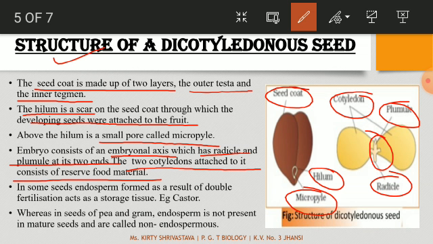In some seeds, endosperm is formed as a result of double fertilization and acts as a storage tissue, for example, in castor. Whereas in seeds of pea and gram, endosperm is absent and the mature seeds are called non-endospermous.